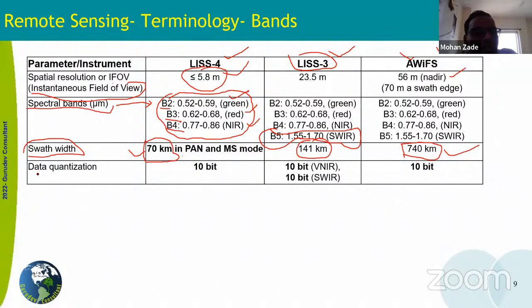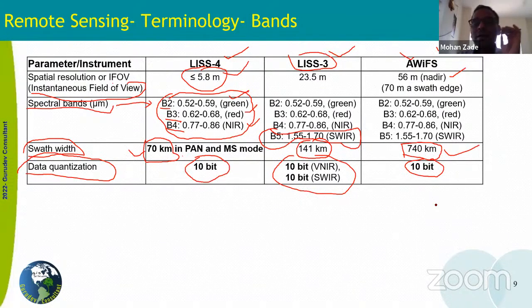Data continuation is nothing but the radiometric resolution. Radiometric data is available with 10 bits. This is also available with 10 bits, and this is also available with 10 bits. Earlier, these data were available with 8 bits.